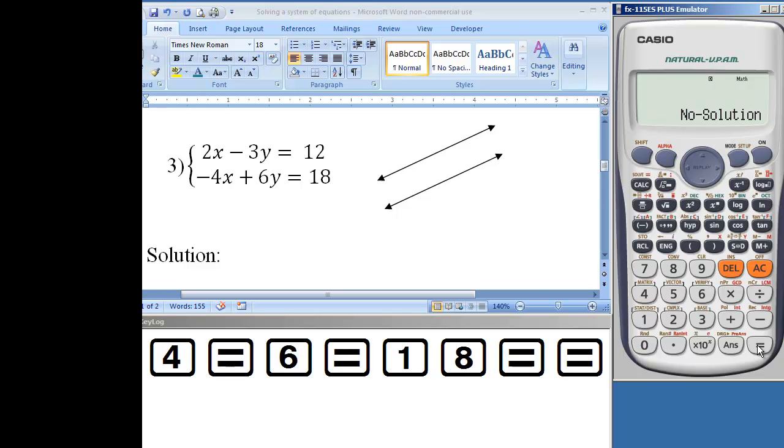So how would we interpret that in terms of a graph? It means that if we graph the first line, let's say it looks similar to this one, and then the second one, the two lines would be parallel to each other. So we know two parallel lines never intersect. That's why there is no solution. There is no ordered pair where the two lines cross. Okay, and we see that here on our Casio. No solution.